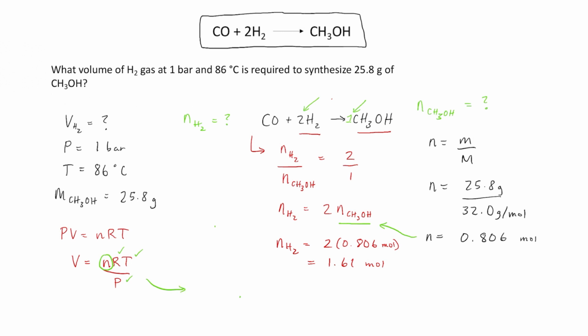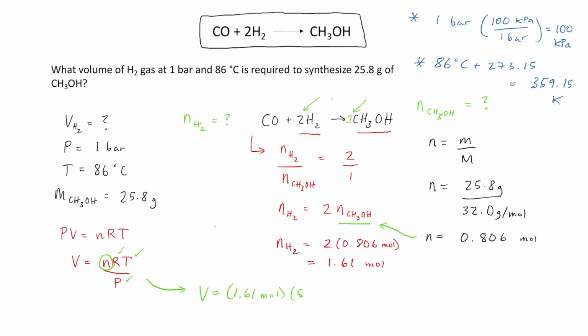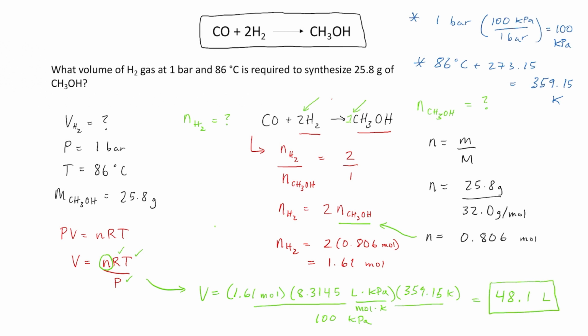And now we almost have everything we need to answer this question. But before we use our ideal gas law equation, we have to make sure everything is in the correct units. So we need to convert our pressure into kilopascals and our temperature into kelvins. And now we have everything we need to solve for the volume of hydrogen gas. We just have to use the ideal gas law and then plug in our values. And what we find is that the volume of hydrogen gas is about 48.1 liters. And that's the end of this more complicated example of how you can use the ideal gas law.